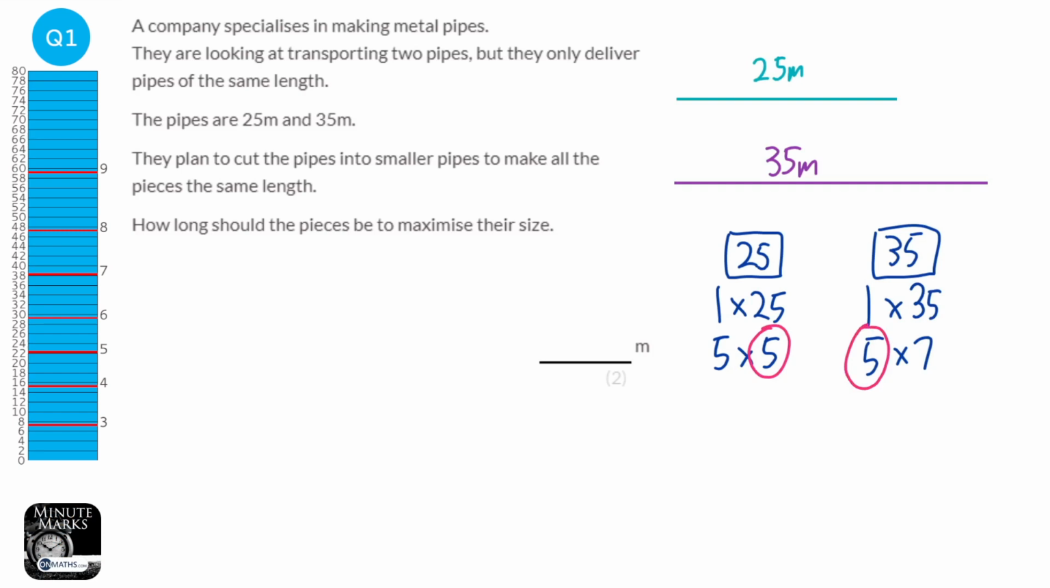So what we can do is we can cut all of these pipes into 5 meter pipes. So 1, 2, 3, 4, not to scale, and then 7 of these. So 1, 2, 3, 4, 5, 6, and so there's 7 in total. Each of these are 5 meter long, and there's no wastage. And that's the longest we can make the pipes for there to be no wastage at all. So my answer is 5 meters.